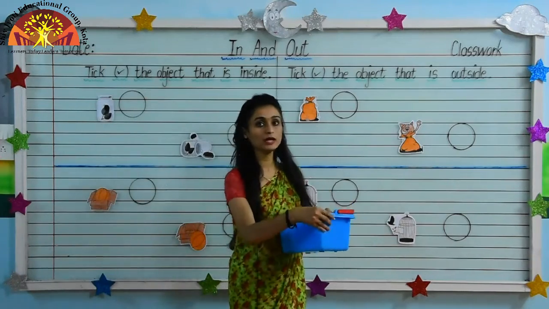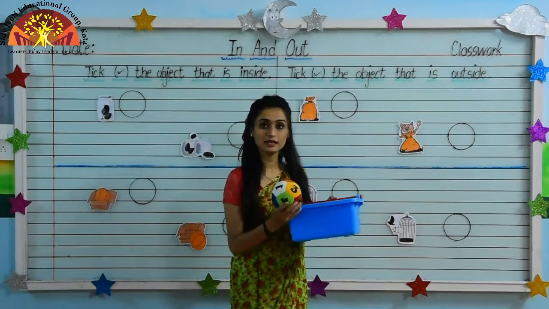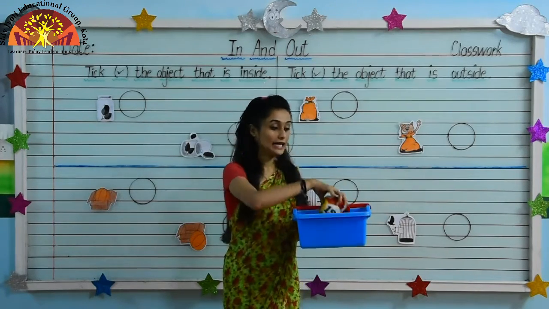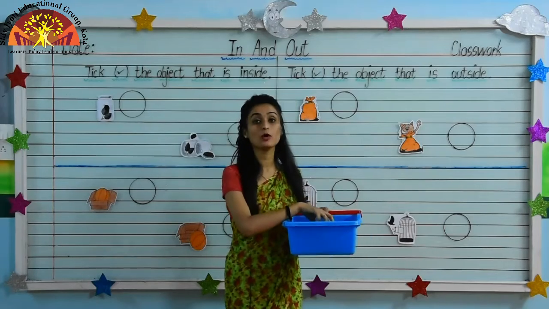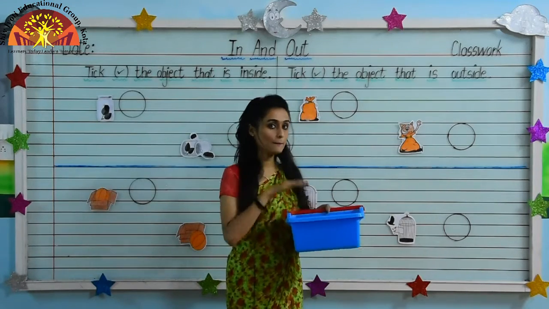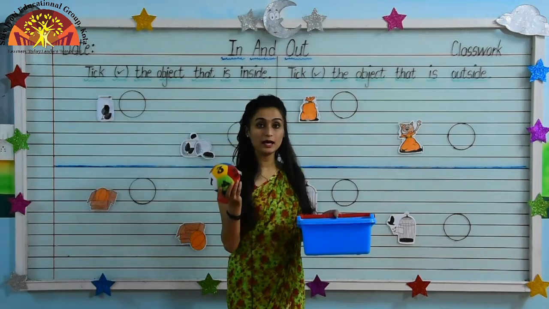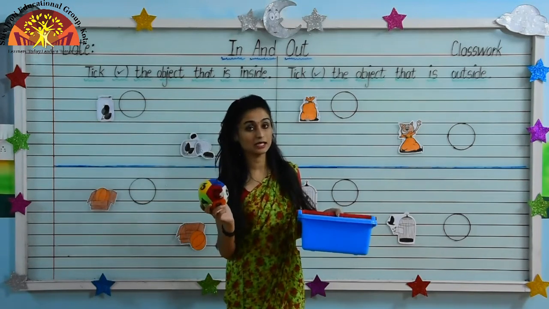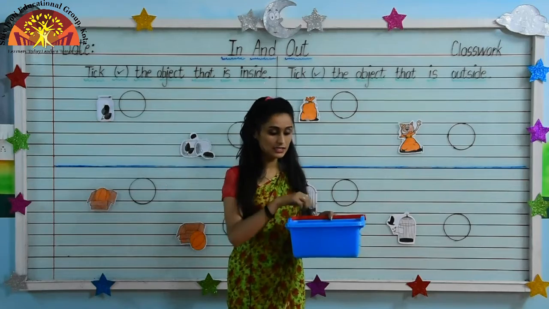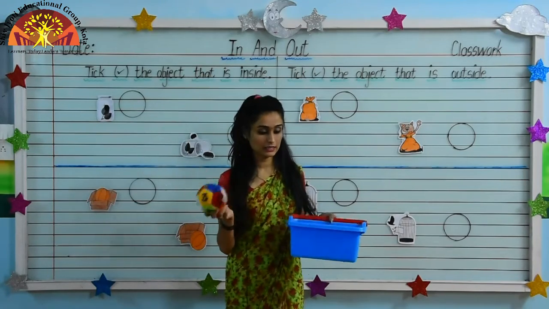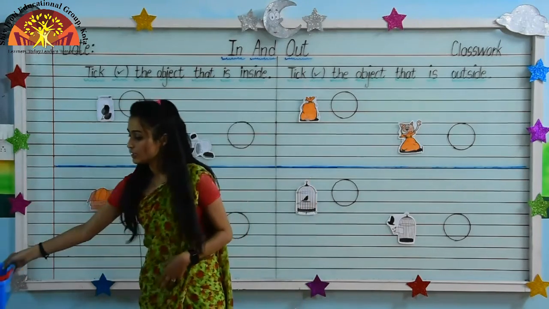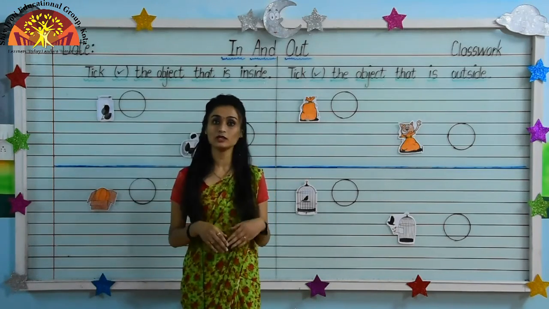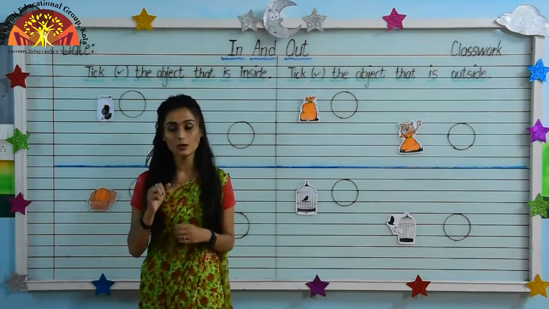Here I am having one basket and here is one ball. Now I am going to put this ball in the basket. Now the ball is in the basket and I am taking this ball out. So the ball is out of the basket. So kids, this way you can recognize what thing is inside and what is outside of the object.